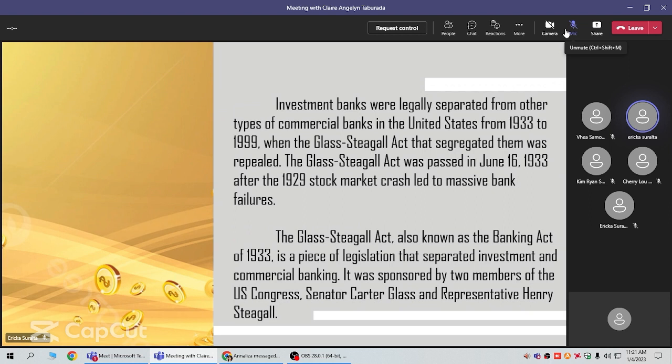So this Glass-Steagall Act was actually known as the Banking Act of 1933. I mean, it is a piece of legislation that separated investment and commercial banking. And it was sponsored by two members of the US Congress, Senator Carter Glass and Representative Henry Steagall.